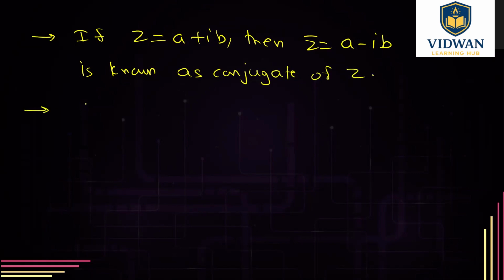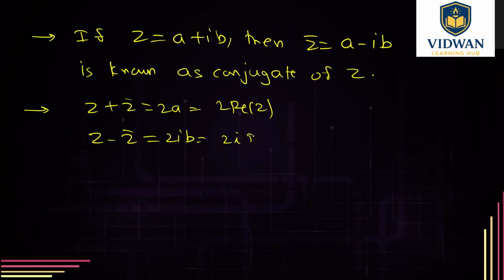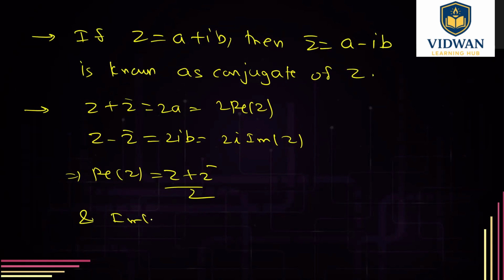Now, having known this, if you add Z and Z bar, you will get 2a, and that is nothing but 2 times real part of Z. And if you subtract Z and Z bar, you get 2ib, that is 2i into imaginary part of Z. So we can also write real part of Z as the complex number plus its conjugate by 2, and imaginary part of Z as the complex number minus its conjugate by 2i.